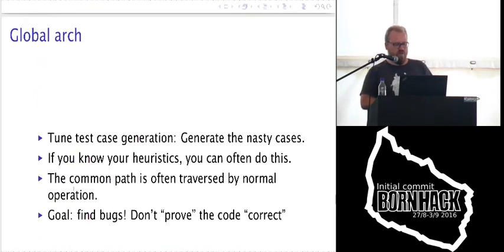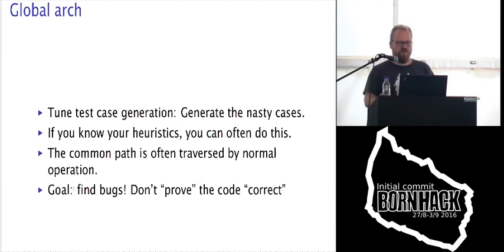As I said, when you generate test cases, you want to tune them. You want to generate all the nasty cases. You don't want to generate the common cases in your generated tests, because if you just use the system, you will be traversing that code path all the time. What you want to do is force the system to do things that are not that common, right? If you know a bit about the common cases that usually go wrong in such systems, you can tune your heuristics such that it tends to find bugs very, very quickly. The goal here, and I want to stress this, is to find bugs. It's not to prove that the code is correct.